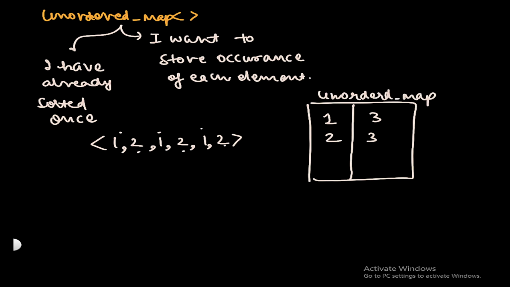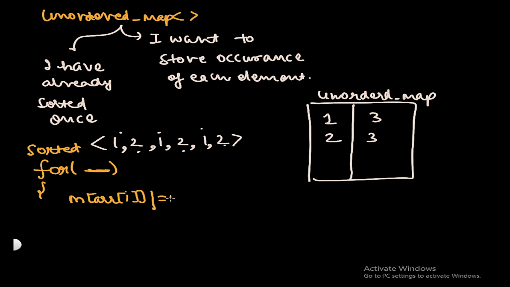What will I do? This is my array, which is already in sorted form. So we will travel in the array. We will see that if the frequency of array of i is not equal to 0, that is, my first element is present in the map and its frequency is not equal to 0, it is present 3 times, then we will see whether twice of this element, array of i into 2, is present in the array. Yes, you will say yes.